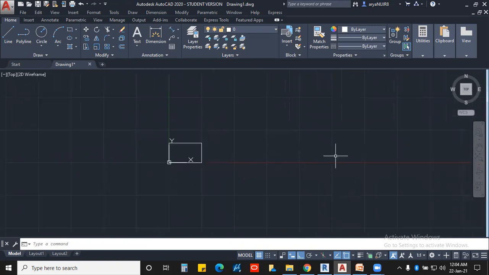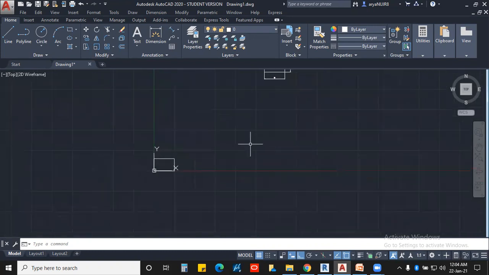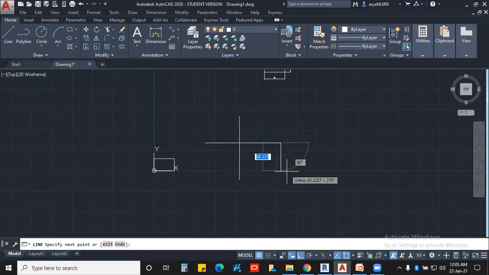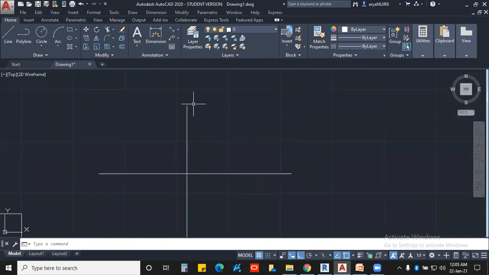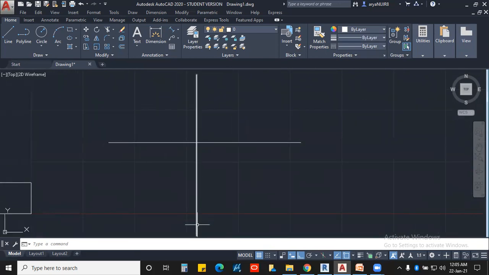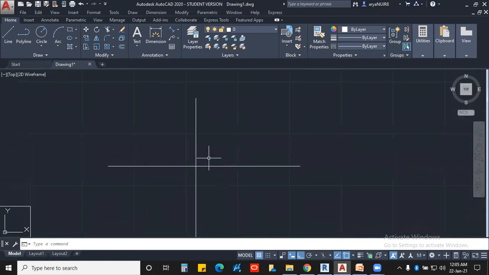In the relative rectangular system, the previous point becomes the origin and we have to input the distances with respect to the angles. If I have to draw a line in this direction, the angle will be 0 degrees, and in this direction, the angle will be 90 degrees, in this direction 180 degrees, and in this direction 270 degrees. And if you want any angle between these angles, you have to calculate it accordingly.